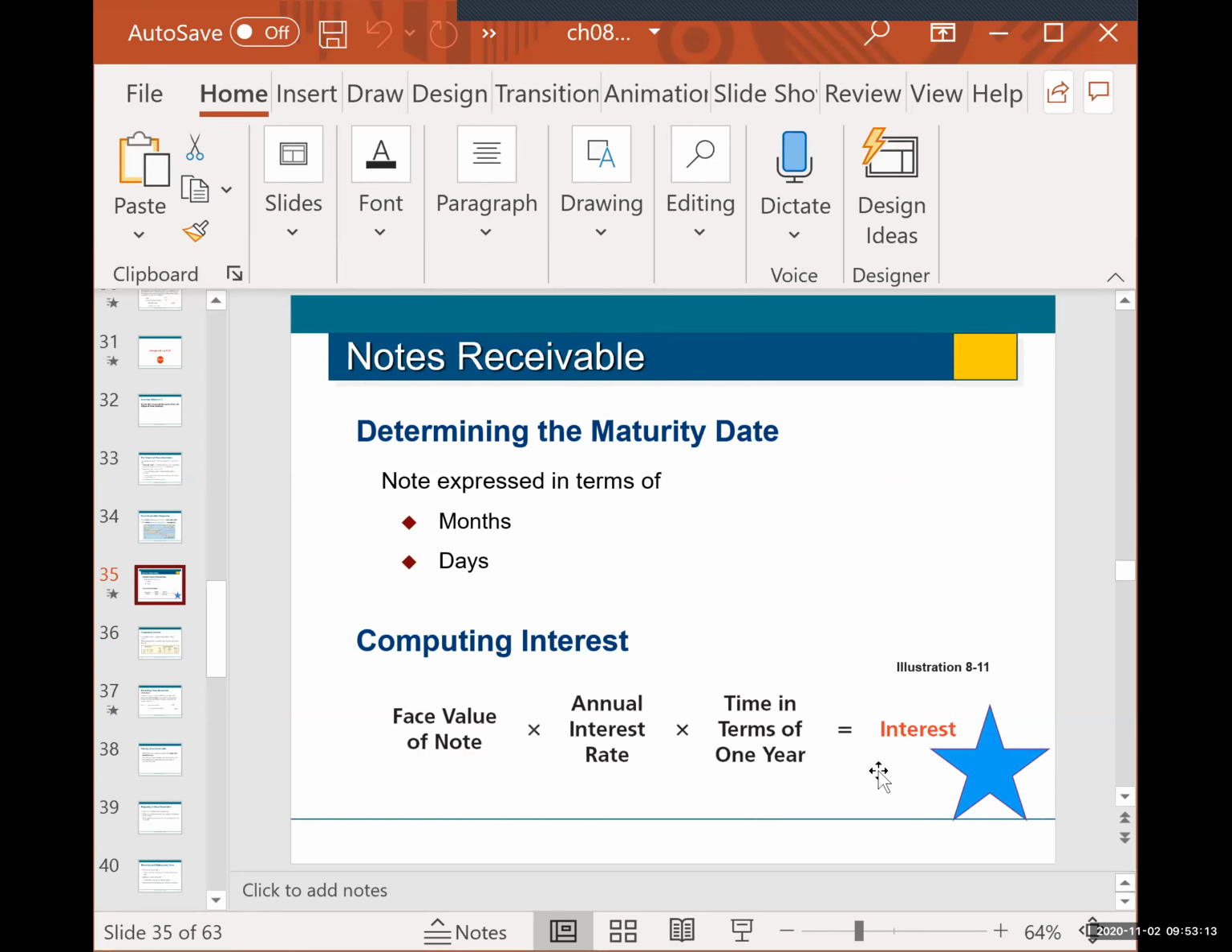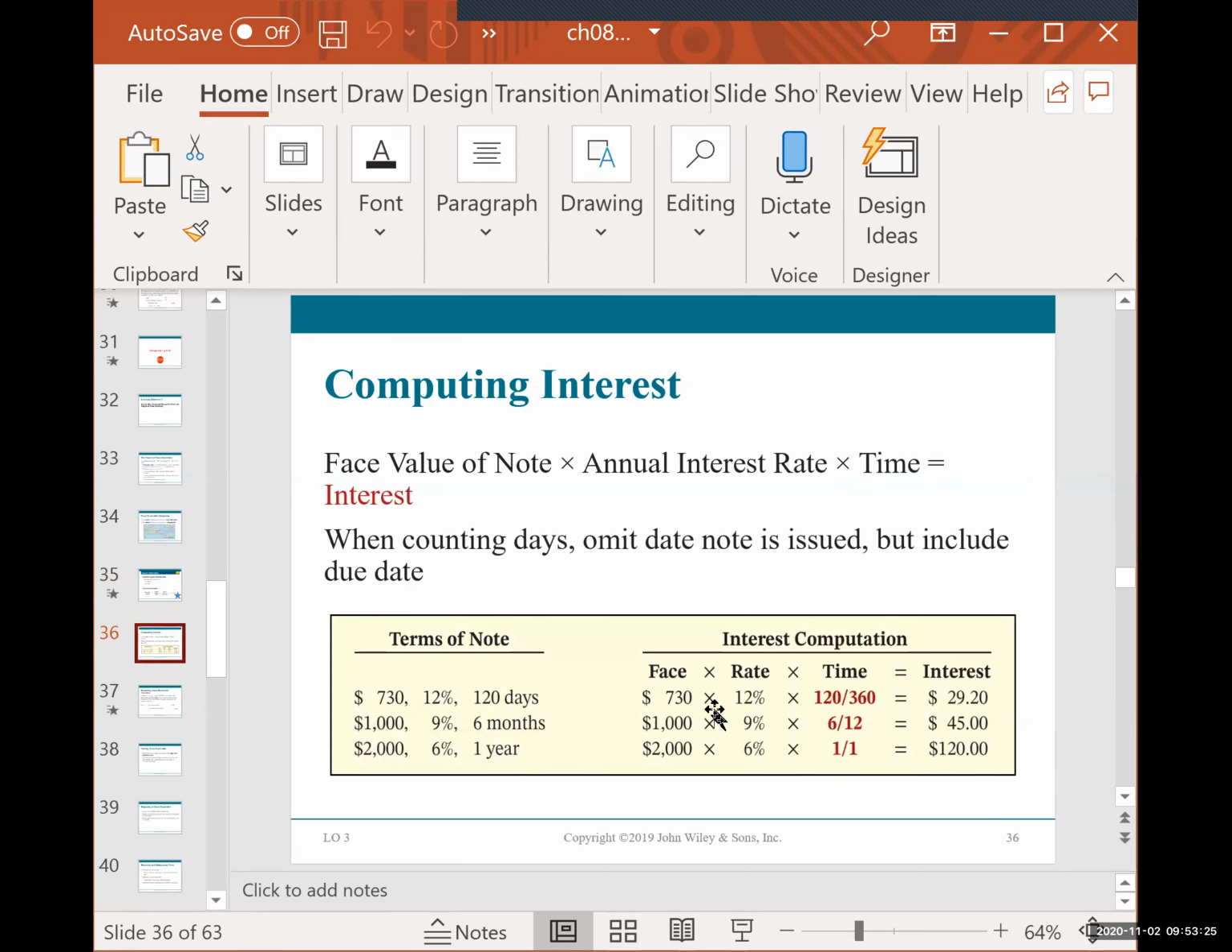And time is the key piece that you have to figure out that really can make your problem correct or incorrect, okay? And that's what we're going to do in some sample problems here today. All right. So if we look over here, this is giving you an example of 3 different types of notes. Okay. Now, remember, look at this first one here. It says $730, 12%, 120-day note.